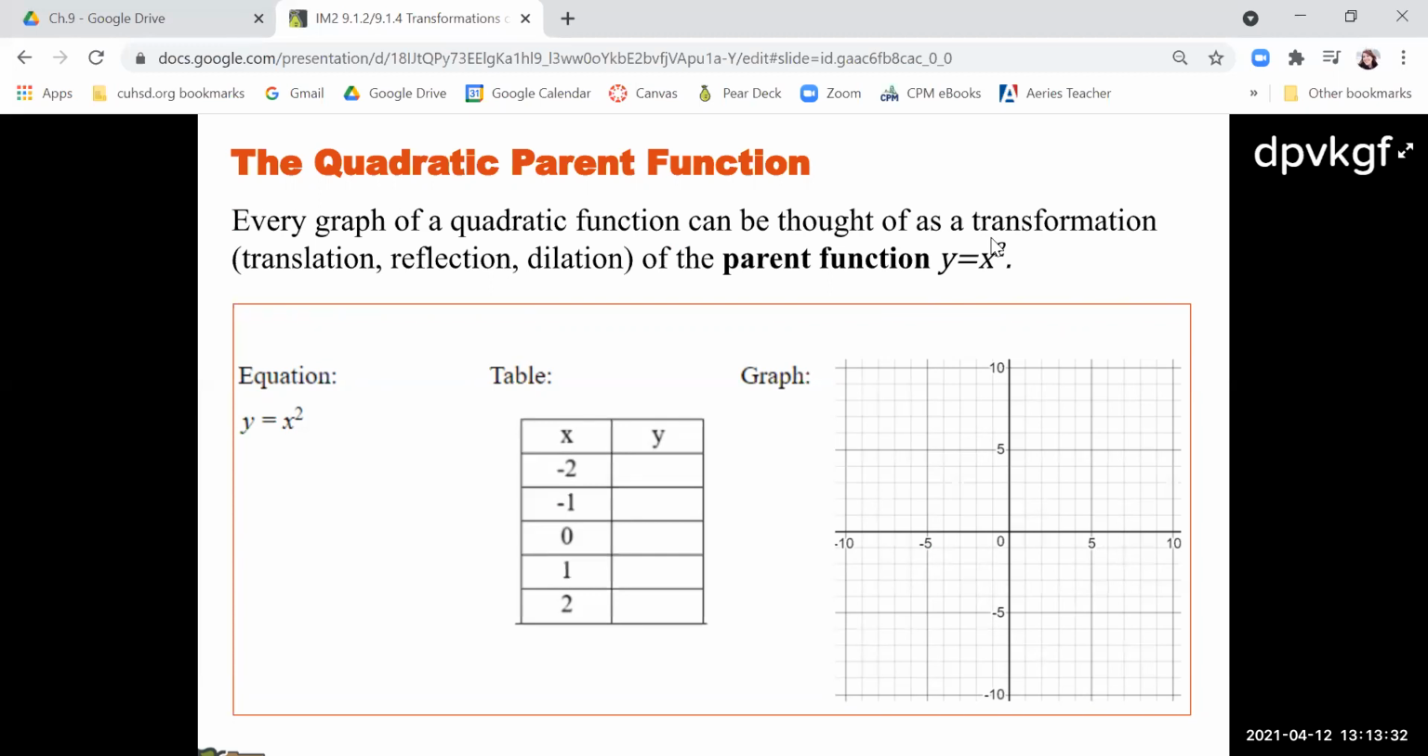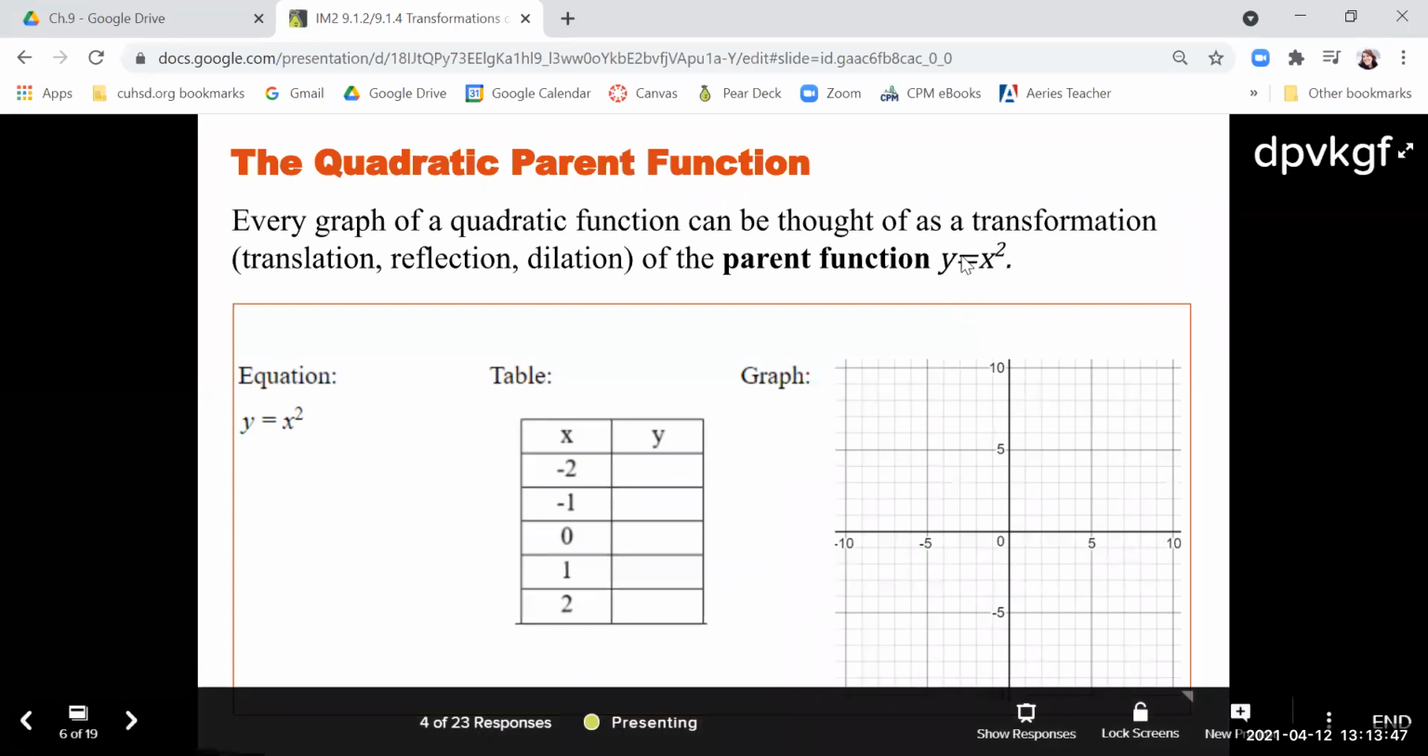So we start with y equals x squared, and then we might do a horizontal shift to the right or to the left, or a vertical shift and move it up or down, or maybe reflect it and it turns downward and opens downward. But we always start with this parent function, also known as the mother function. So that's just funny, so I have to throw that in there.